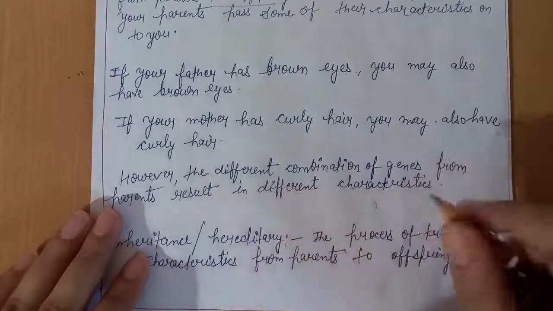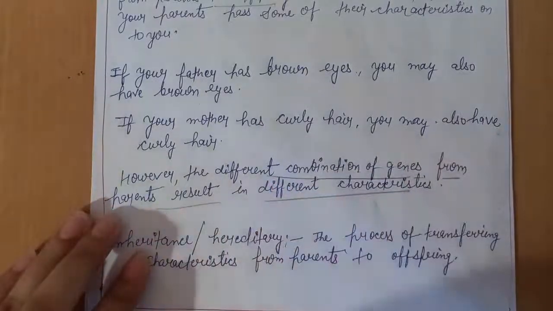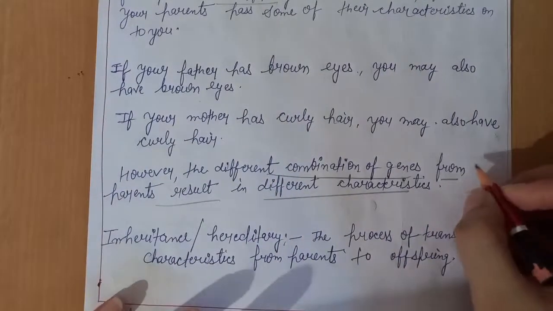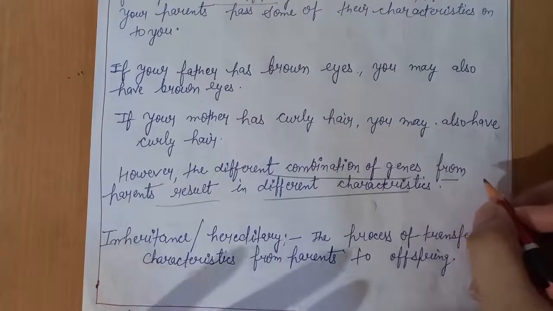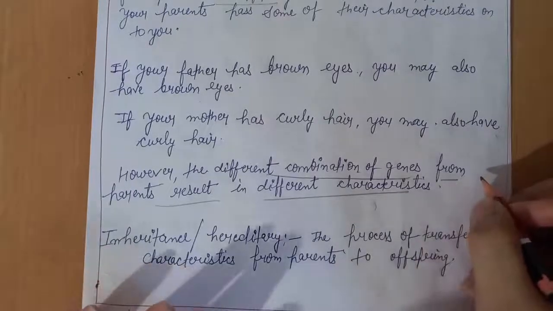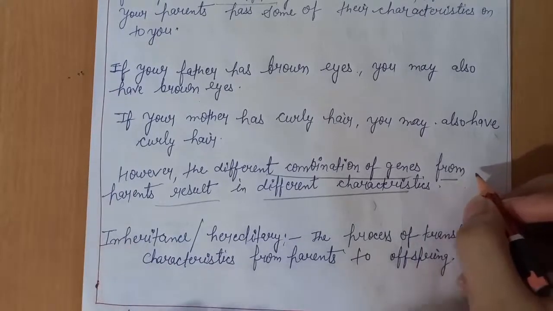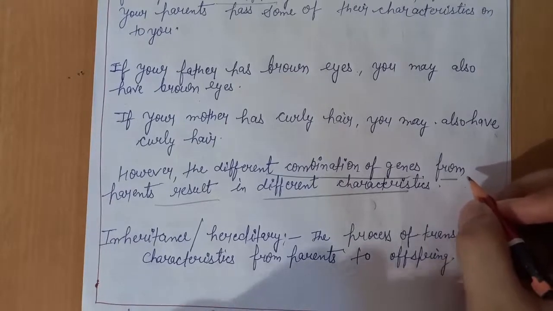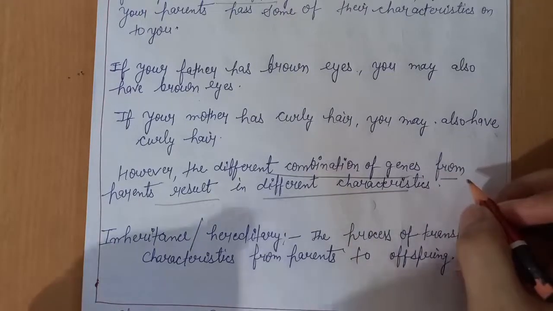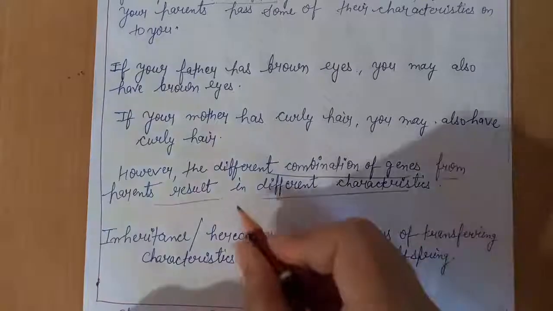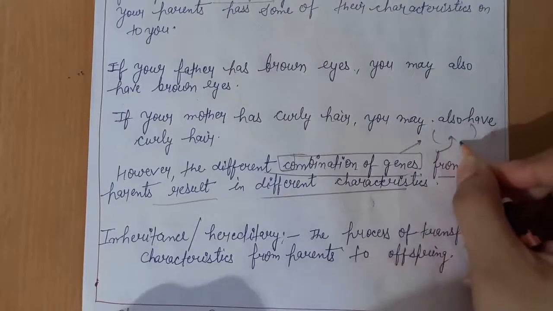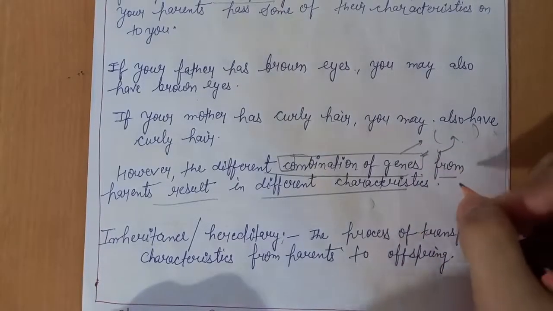Next, however, the different combination of genes from the parents results in different characteristics. Students, you know that genes are carried from parents to offspring, and if the genes are carried in the same way as they are present in our parents, in that condition we have the same characteristics as our parents. But if the genes are combined in a different way, differing from our parents, then we get different characteristics that differ from our parents' characteristics. So if the combination of genes does not match our parents' genes, in that condition we get different characteristics.